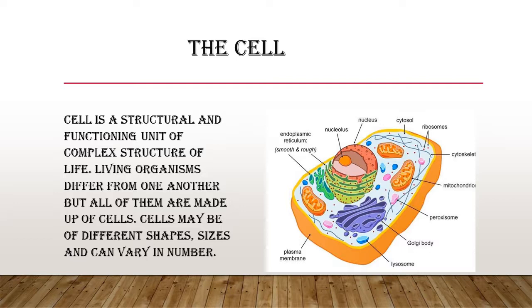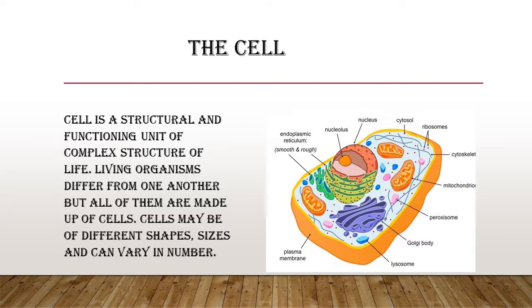That we can compare with the bricks of buildings. We have different types of buildings around us, like houses, apartments, hospitals, schools. All these have different shapes and sizes, but all of them are made up of a single thing, the smallest unit, that is brick. Similarly, all living organisms, whether it is a housefly or an elephant, it doesn't matter, are made up of a single unit, and that unit is termed as cell.